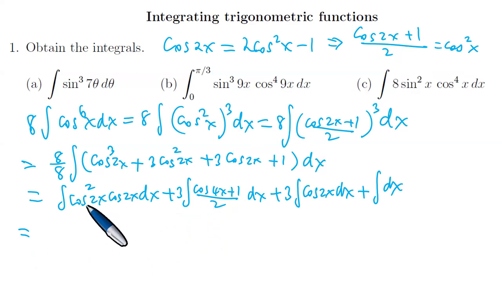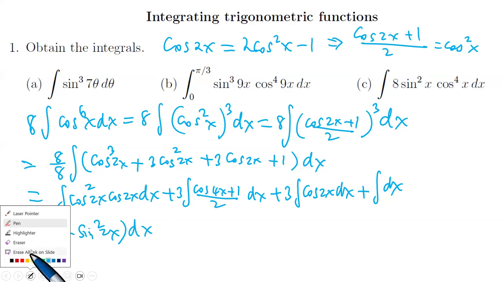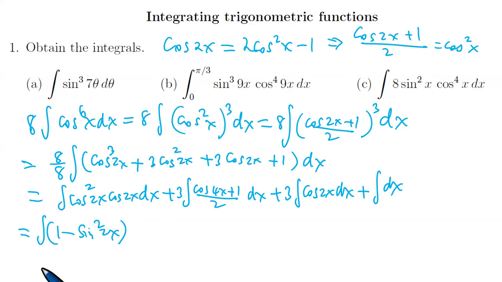Now, let's look at this one. This one, when you let u to be cosine, the derivative of this becomes a sine. So we must use the sine somewhere. So cosine squared 2x will be 1 minus sine squared 2x, with the cosine 2x, with the cosine 2x dx.